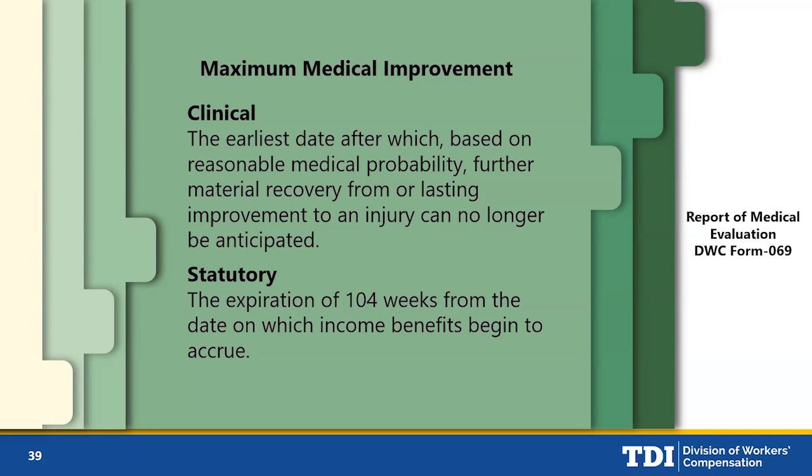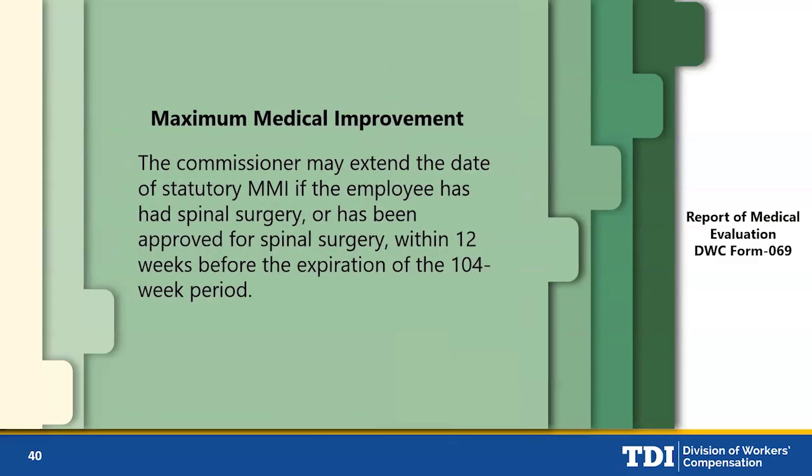If the patient hasn't reached that clinical status, then 104 weeks has passed since the date the income benefits began to accrue. The statutory MMI date is assigned to that claim or that injured employee. Now, there are some exceptions always in our rules and laws. The commissioner may extend that MMI date that's statutory if the employee has had spinal surgery or has been approved for spinal surgery within 12 weeks before the expiration of the 104-week period.